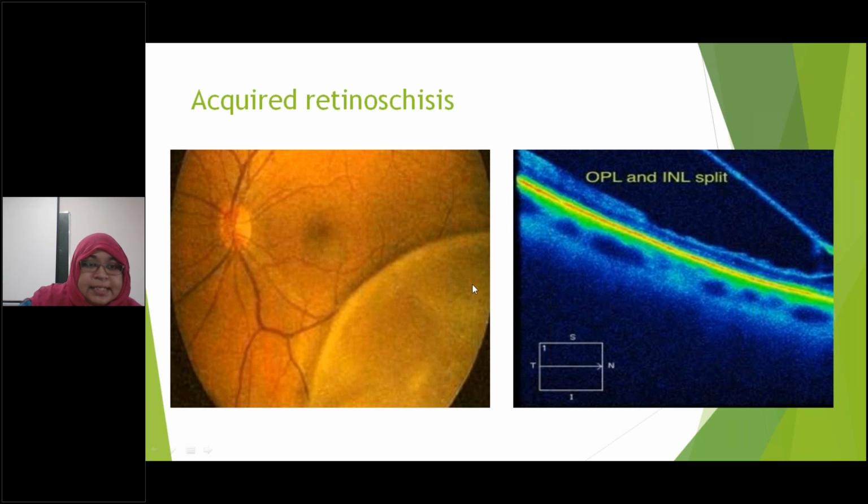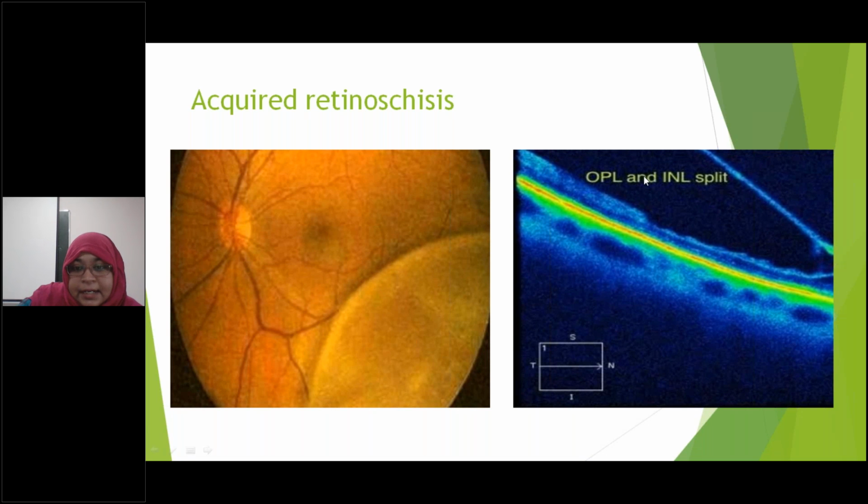So here you can see it is acquired retinoschisis. Smooth dome-shaped, like a shallow elevation in the retina. This is the OCT scan. Here it is the acquired retinoschisis, and the split is between OPL and INL. This is the outer plexiform layer, and this is the inner nuclear layer, and the split is between here.